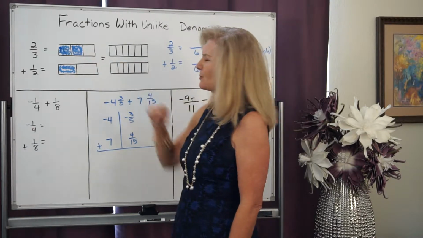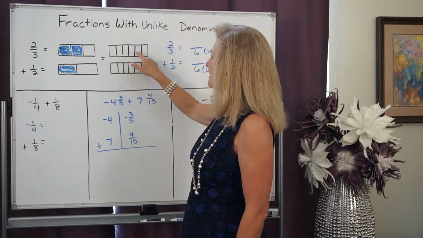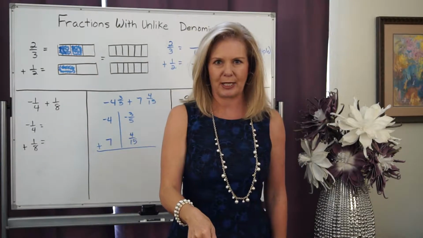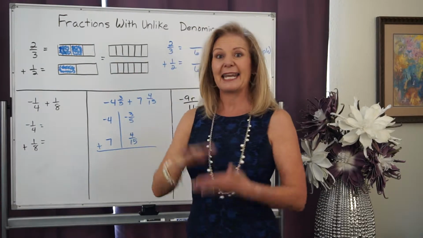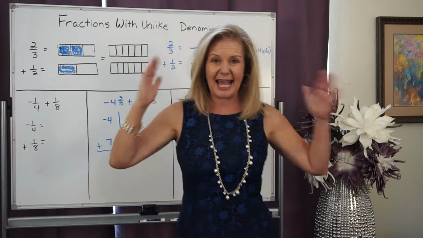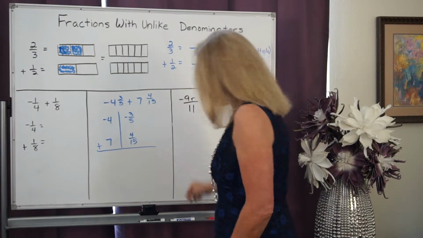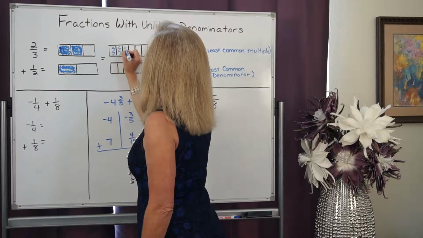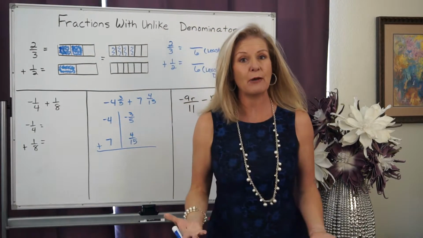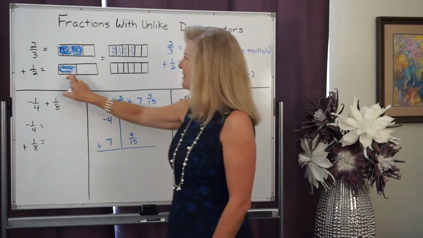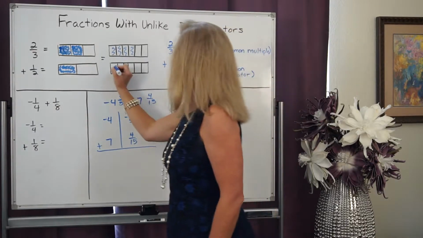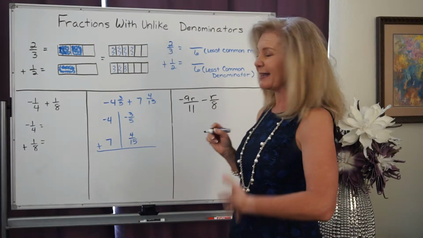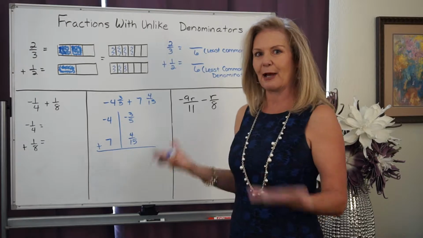So if I took these 3 pieces, I could cut those 3 pieces into 6 pieces. And if I took these 2 pieces, I could also cut those into 6 pieces. Now I have equal sized pieces, and that's the key for me. So when I cut those, the 2 pieces here become 4 pieces there. Same amount, just seems like there's more pieces. And this 1 piece here becomes 3 pieces there.